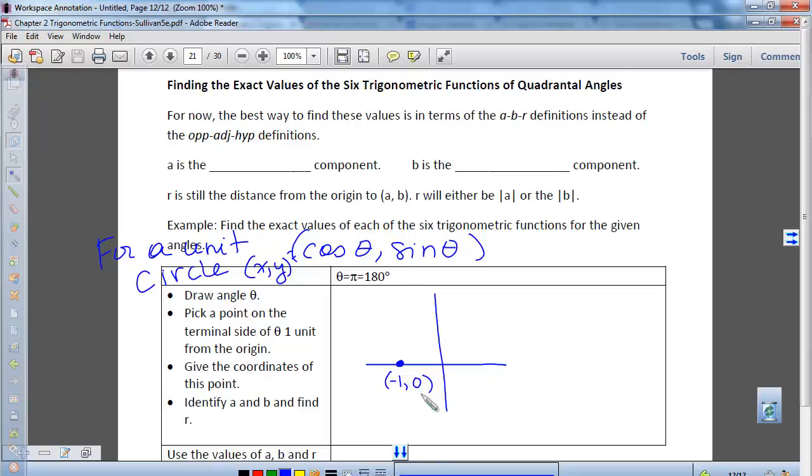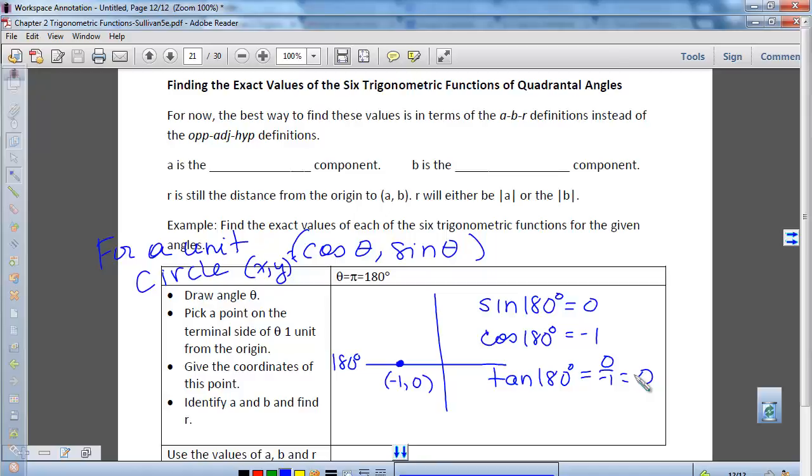So I can say from that sine theta, or sine of 180 degrees, since that's what we're talking about here, is going to be equal to 0. Cosine of 180 degrees is equal to -1. Okay. Tangent of 180 degrees is what? If we only know sine and cosine, how do we find tangent? Well, we don't have opposite and adjacent, so sine over cosine, 0 over -1, or just 0.